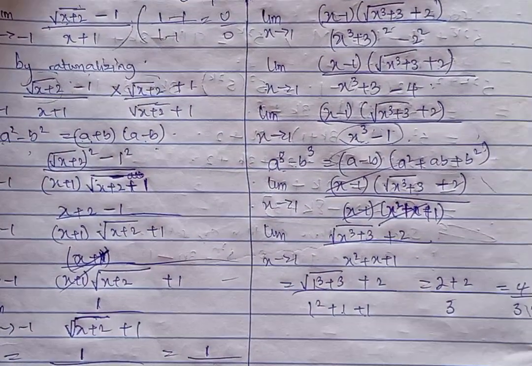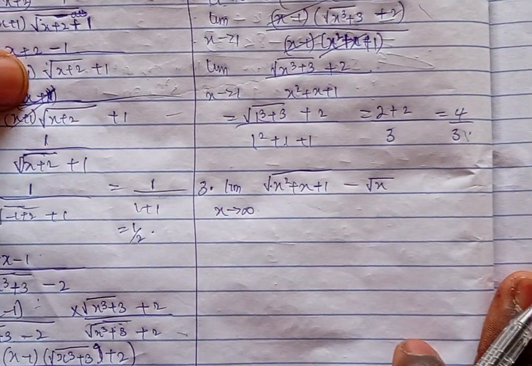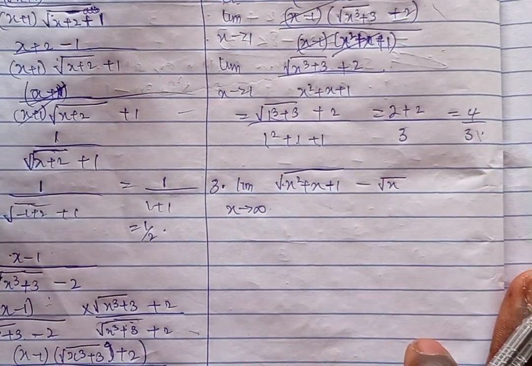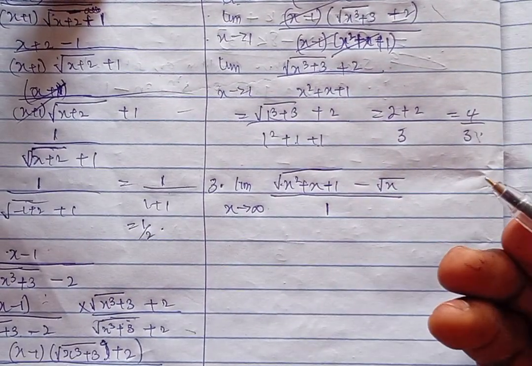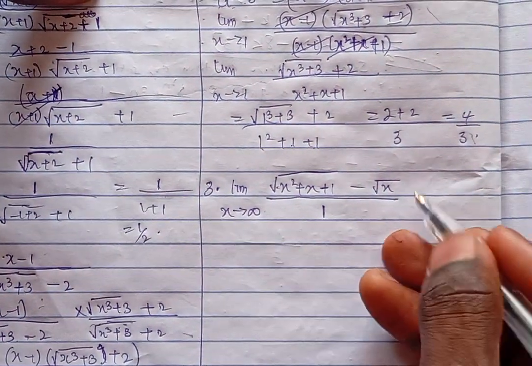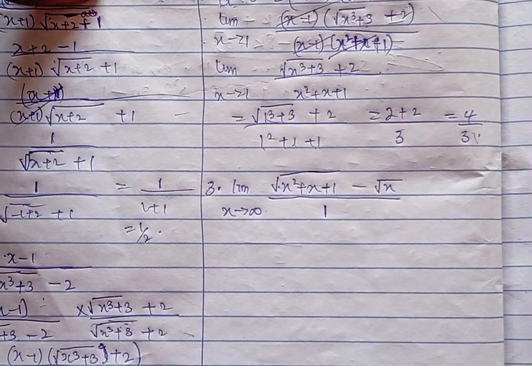Let's move on to the next part. So this is another question entirely. How are we going to solve this one? Okay, now let's continue. You can just say that this one is divided by 1. It's still the same thing as the original question. Now multiply the numerator and the denominator by the conjugate.